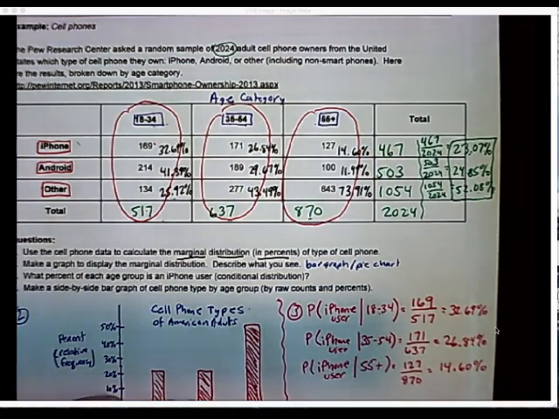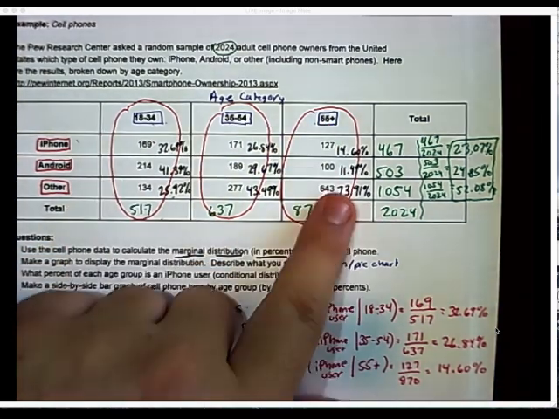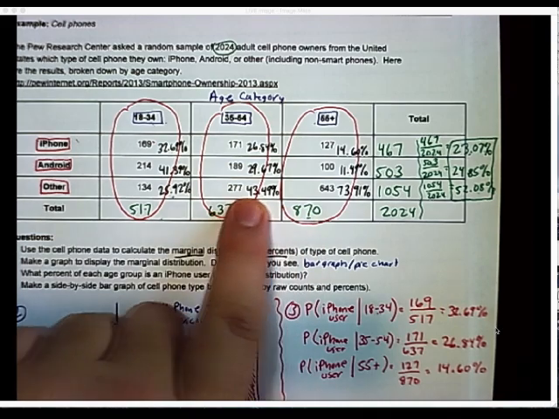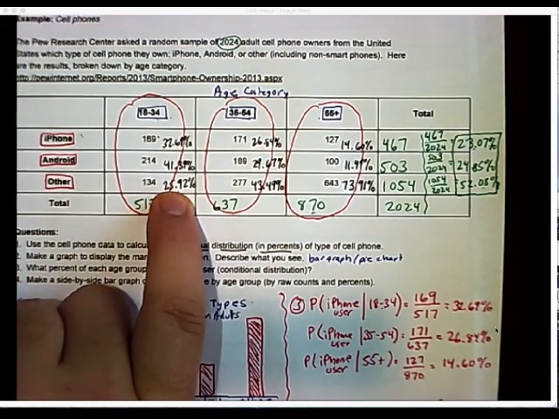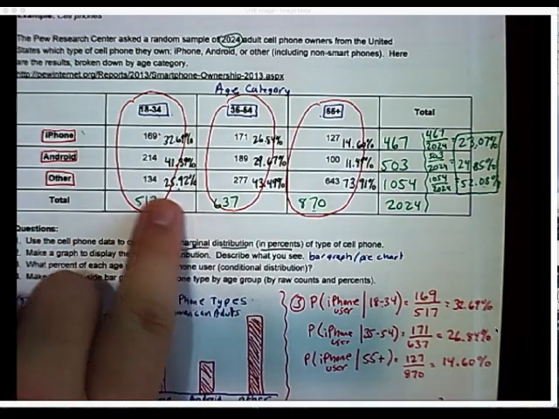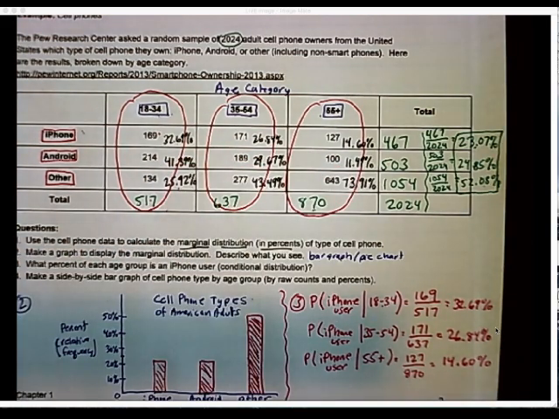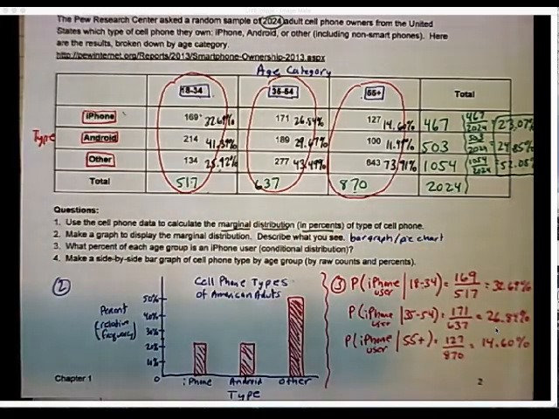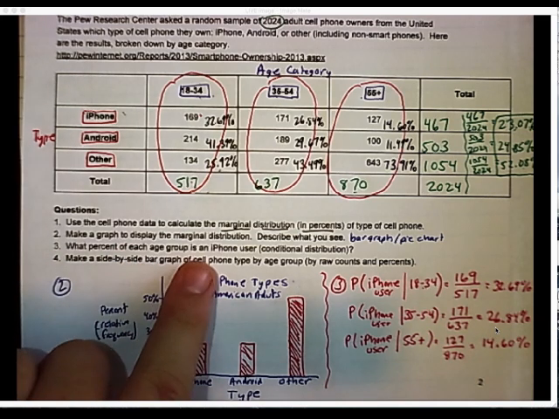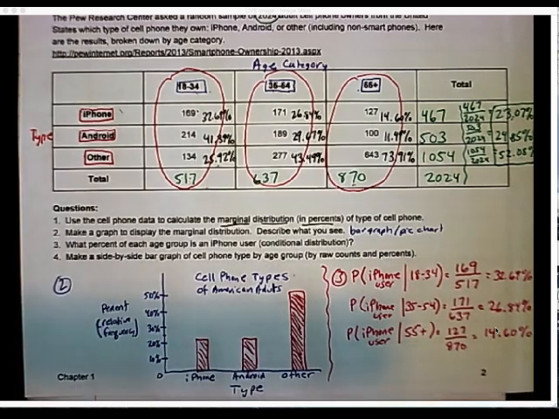So just looking at those numbers, people that are 55 and older are much more likely to have some other type of phone, because this percent is way bigger than this one and it's way bigger than that one. As people get older, their use of iPhone goes down. And same thing with Android. As people get older, it seems like their use of Android goes down. So the next question, it says, what percent, or excuse me, we just did this one. What percent of each age group is an iPhone user? So we did that.